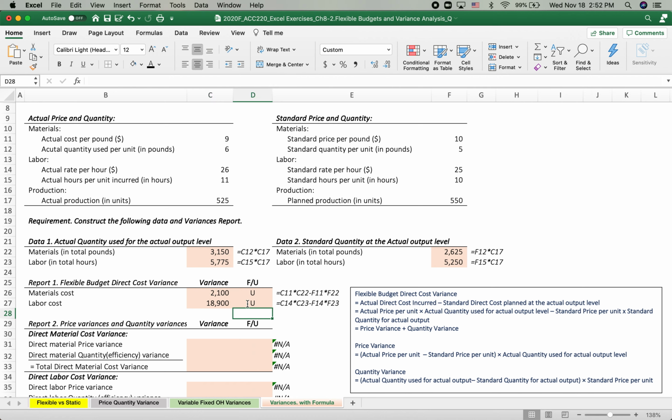It is unfavorable, they spend more labor cost. So we want to know, is this unfavorable result coming from price variances or efficiency variances? The spending variances or efficiency variances, volume variances. So let's calculate the price variances. How do we calculate price variances? Now I want to use this price variances, ABS.